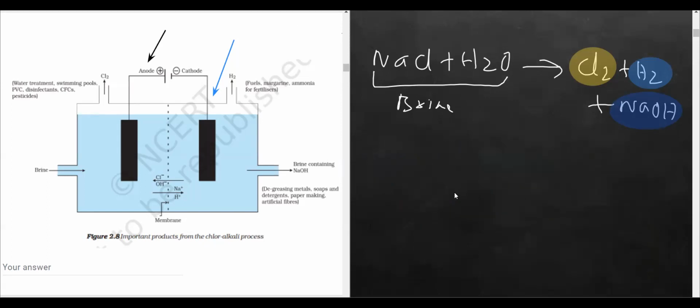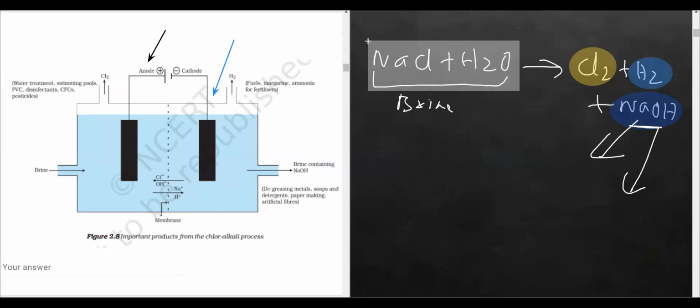The next is sodium hydroxide, NaOH. Its use is in degreasing metal, that is, removing the layer of grease over the metal. Also, it is used in the soap and detergent industries. There's one more use in paper industries, and also in artificial fibers like nylon. So these are the uses of the products. The important thing you should know is what brine is: brine is this whole solution together, not just NaCl, but the aqueous solution of sodium chloride. Then the products obtained are chlorine and hydrogen.